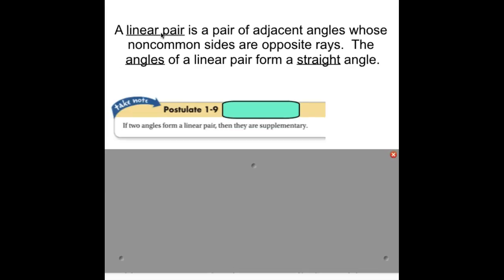Now, we have postulate 1-9, which is the linear pair postulate. This postulate is a big deal. We will use it all year. What it says is if two angles form a linear pair, then they are supplementary. That should make sense. A linear pair forms a straight angle. That means you have two angles that make 180 degrees. Two angles that make 180 degrees are supplementary.